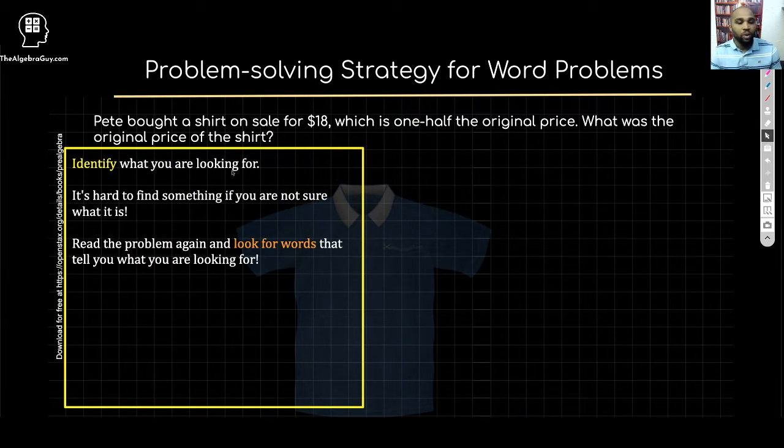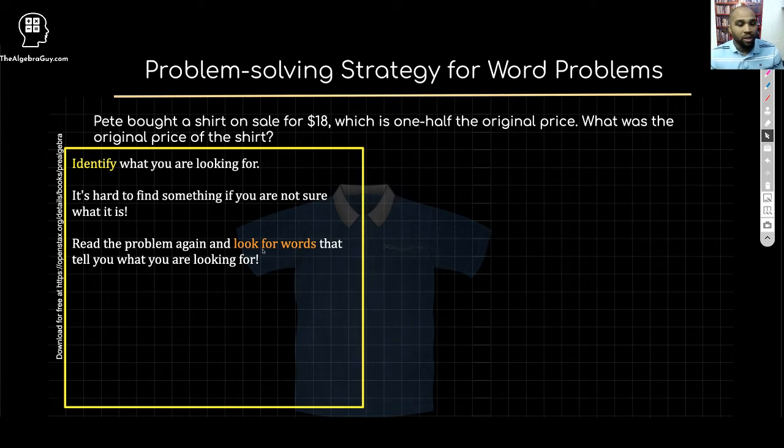The second step is we're going to identify what we're looking for. Oh, absolutely important. If you don't know what you're looking for, it's easy to just start working. Like I see an 18, I see half, I'm just going to start doing things. So what do we want to know? We want to know the original price here. So make sure you understand what it is that we're looking for. It's hard to find something if you're not sure what it is.